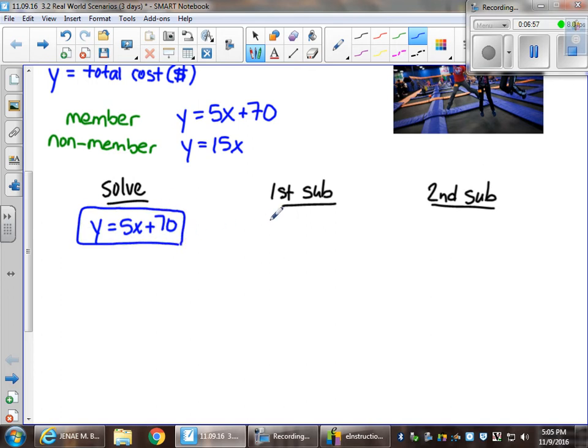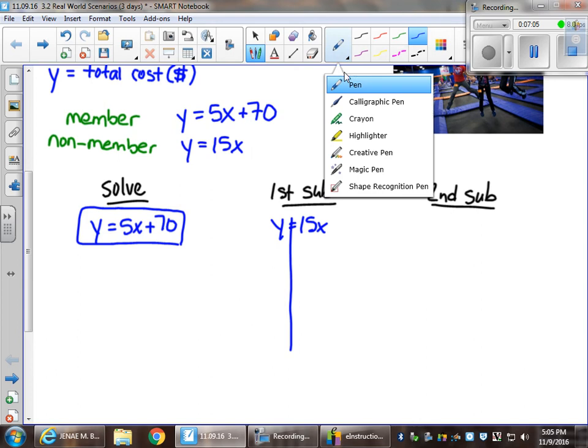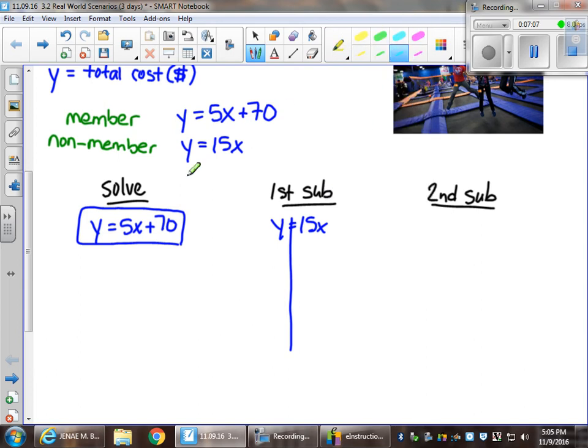For first sub, we take the equation we did not use yet, which here is y equals 15x. And I ask myself, do I have something to substitute in for x or for y? Well, I come over here and I see that this says y equals. So I know I have something I can substitute in for y. So where I see y, I will be writing 5x plus 70, and then everything else will stay, equals 15x.